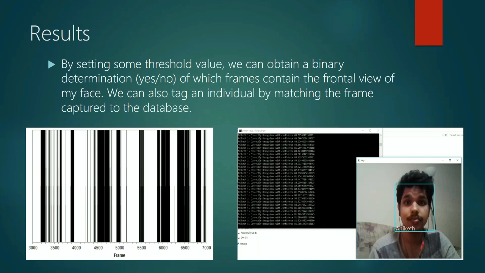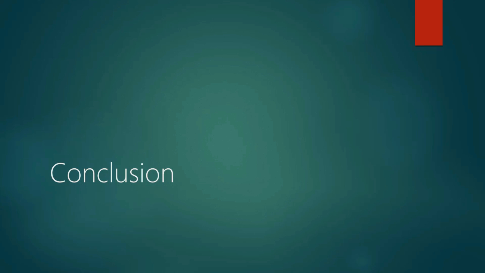By setting some threshold value, we can obtain a binary determination, yes or no, of which frames contain the frontal view of my face and which ones don't. We can also tag an individual by matching the face capture to the subject stored in the database.